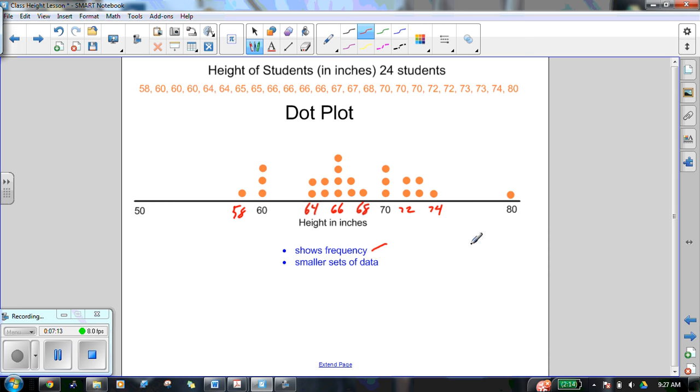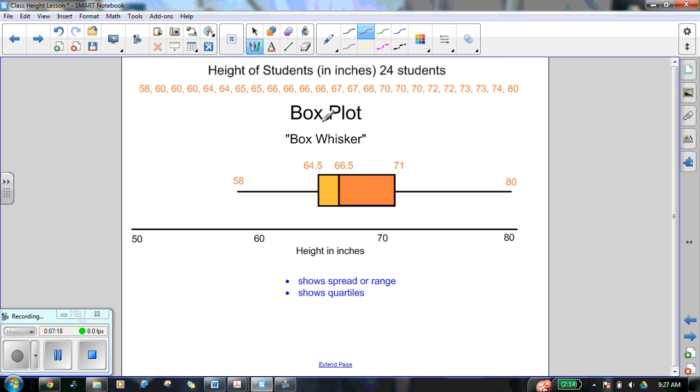Now let's look at the next chart. This is called a box plot. A lot of times we refer to it as a box and whisker. You can visually see here's a box, and then we have these 2 whiskers on the ends. What this visual does is represent the data in things called quartiles. If we took these 24 students and put them into 4 groups, into quarters, we'd take 24 students, divide by 4, and each group will have 6 students.